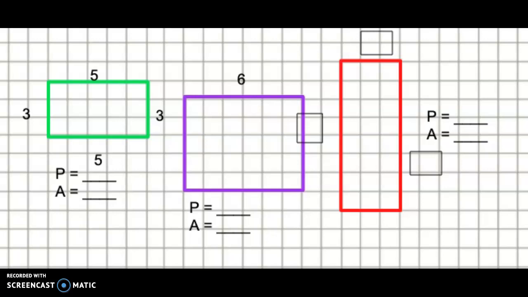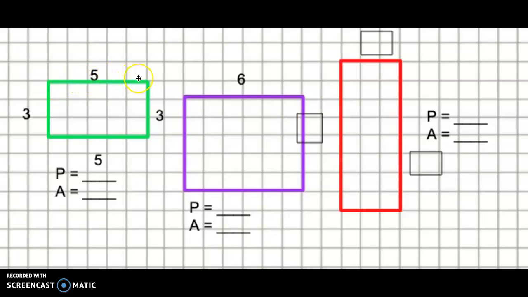Take a look at these 3 shapes. I have 3 different colored and different sized rectangles. In our green example, I have counted out and I see that this side is 1, 2, 3, 4, 5 units across, and 1, 2, 3 units down. And so we have labeled this side as 5, this as 3, this as 5, and this is 3.